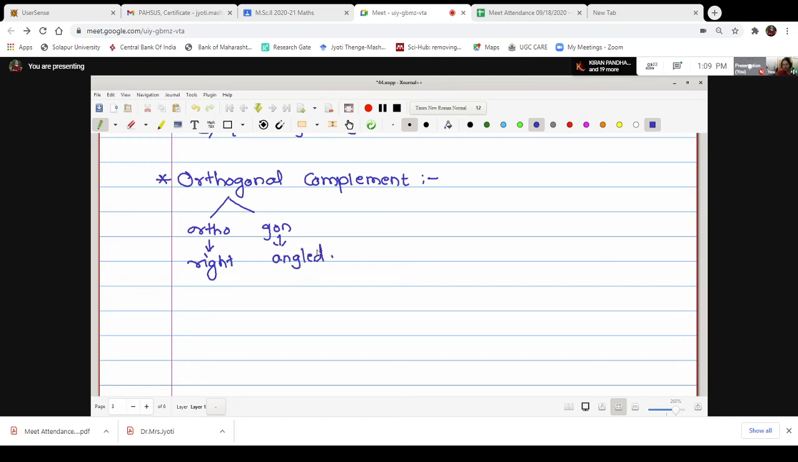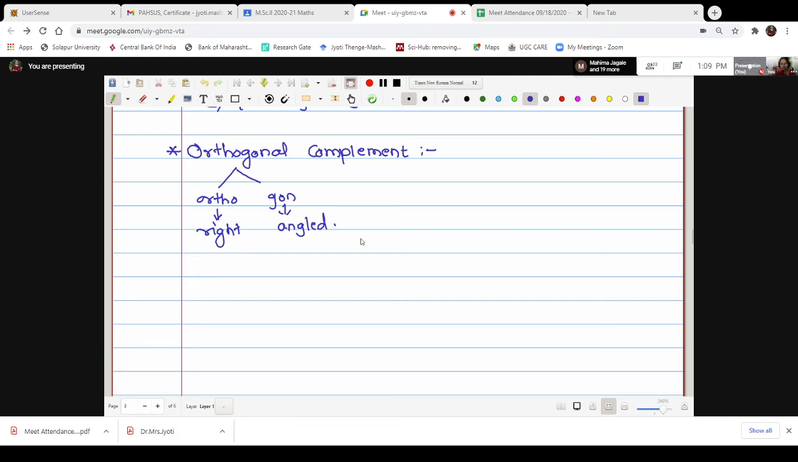I don't know whether it is Greek or Latin, but this is the meaning. Ortho means right, gon means angle. The orthogonal means right angle.